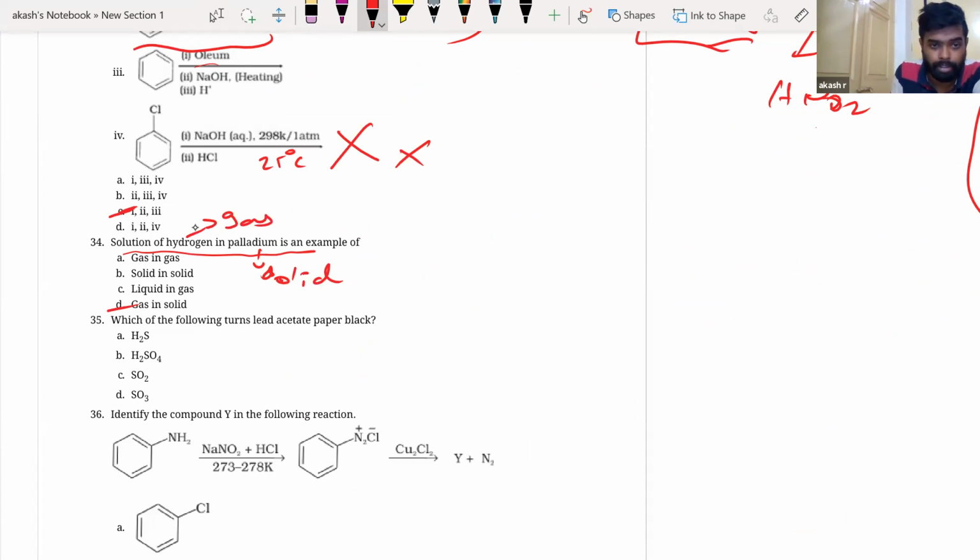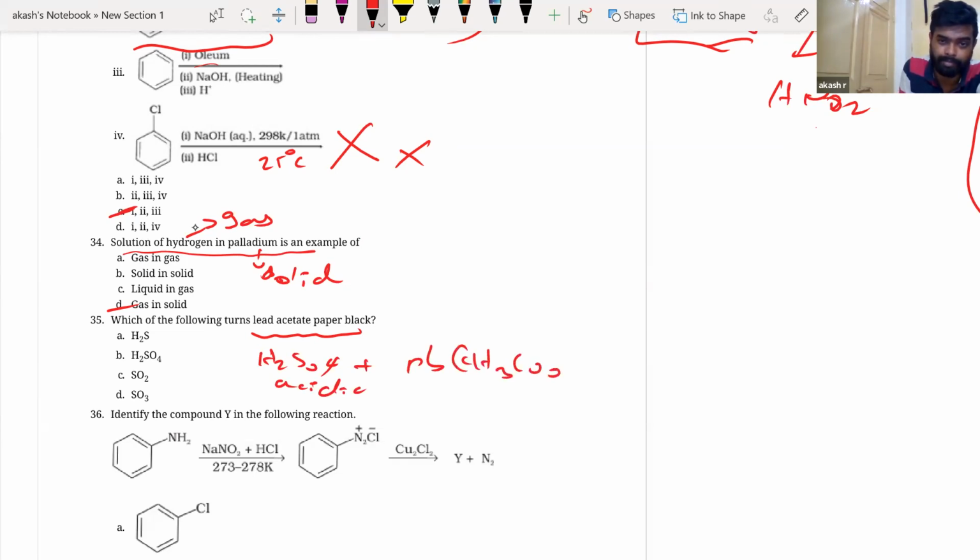Okay, next. Which of the following will turn lead acetate paper black? H2S, sir. Correct, right? So please understand H2SO4 is acidic. Lead acetate is basic. So you can have an acid-base reaction. This will be black in color, this will be colorless. And the moment you form the product, you are going to form a black colored precipitate.